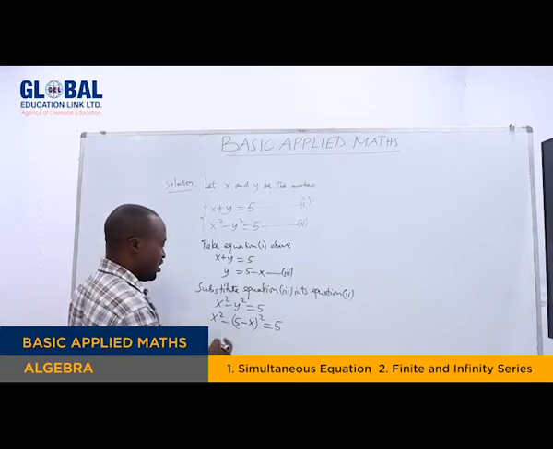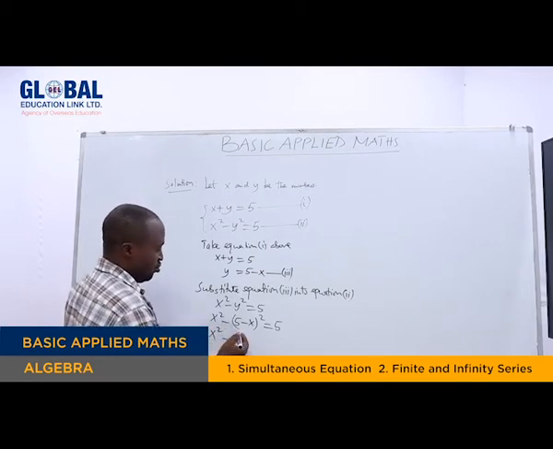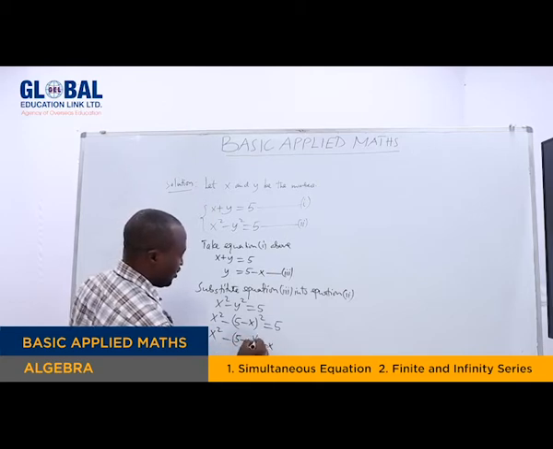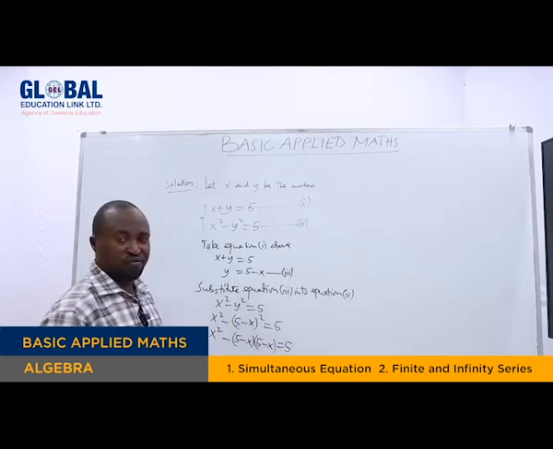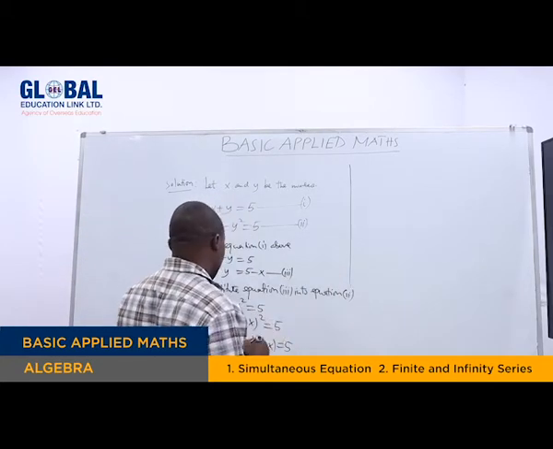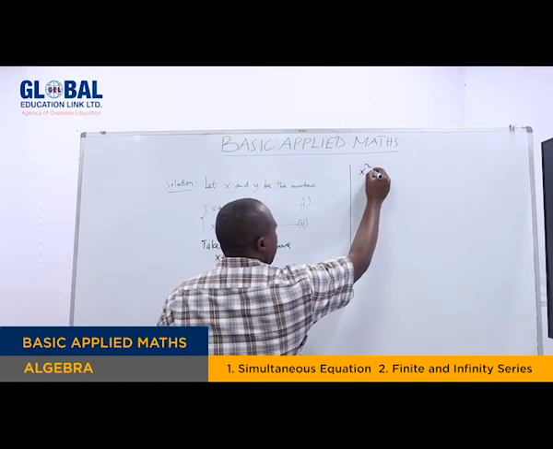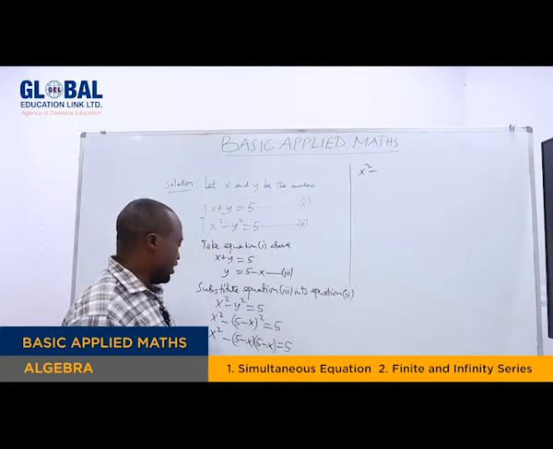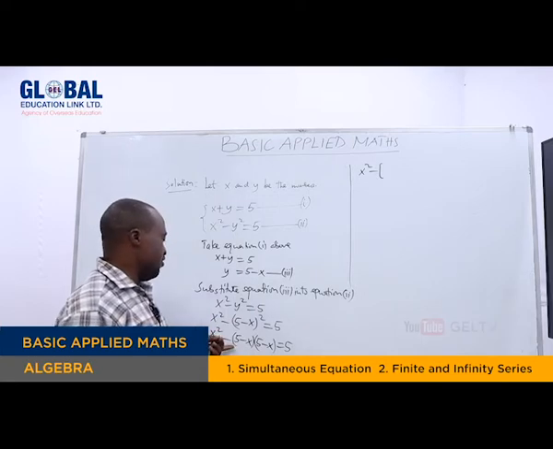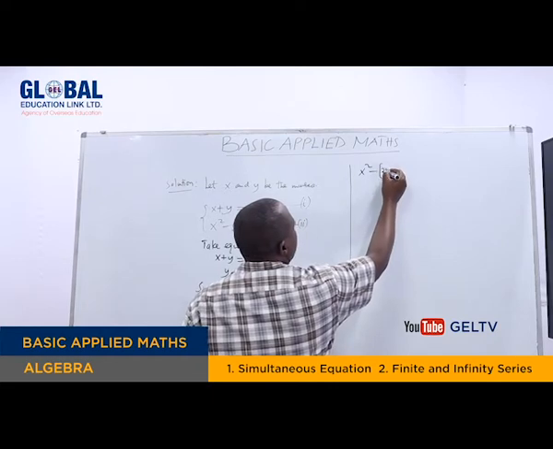Now let us expand this expression. We are going to have x squared minus, so that is 5 minus x, but again 5 minus x, which is equal to 5. Now on expanding this, we are going to have x squared, then minus, so we just expand now, which is going to be 5 times 5, we are going to have 25.